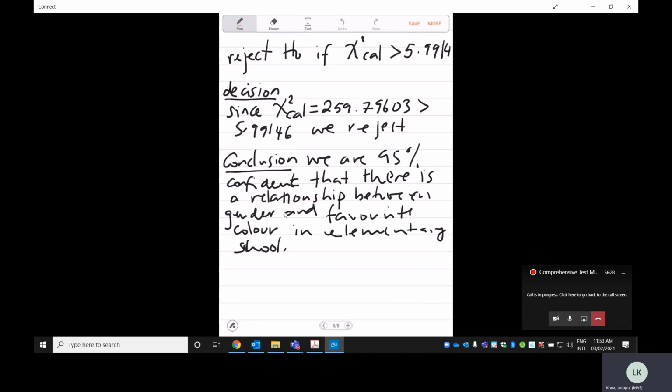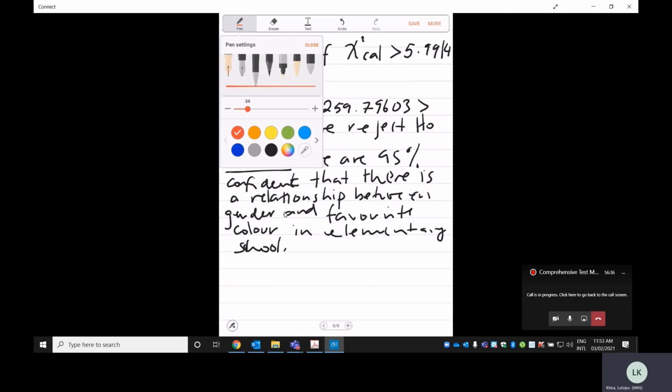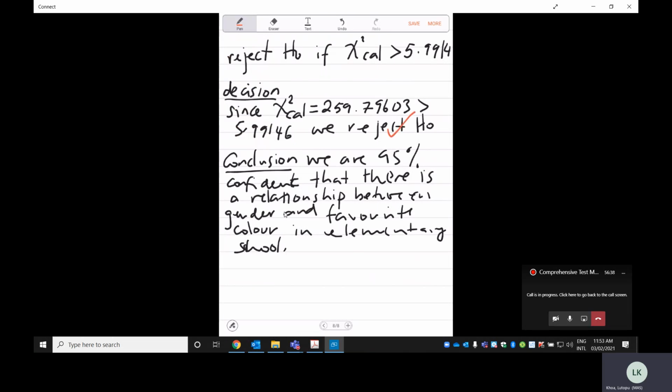that we reject H naught. Okay, I didn't finish writing. We reject H naught. So there is a mark for that. And then your conclusion, again, what I want to see, and we want to see 95% confidence and that there is a relationship. So the things that I will look for, both of them must be there.